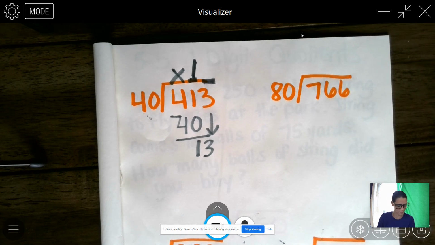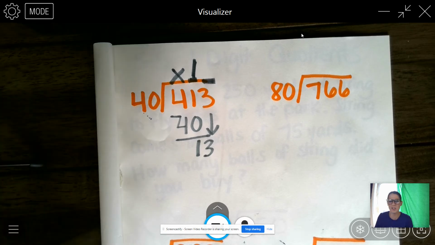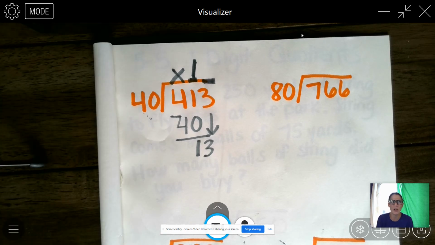Well, this looks kind of funky. What do you guys think I need to do next? Can 40 fit into 13? There's nothing else to bring down.